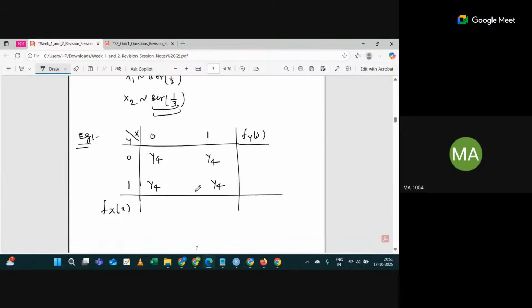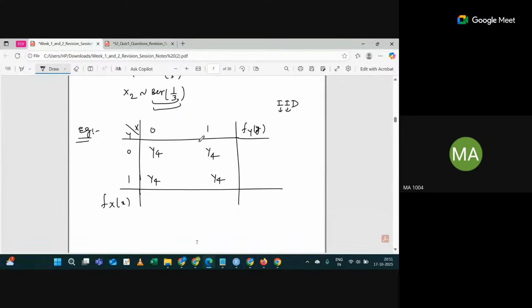That checks the independence part, right? In IID itself, it is independent and identically distributed. Suppose I have given this table to you and ask you to check whether x and y are IID. First of all, let's check whether x and y are independent or not. What will you do? Joint probability equals the product of their marginals. That's what you have to do.